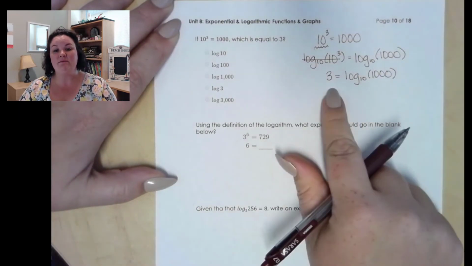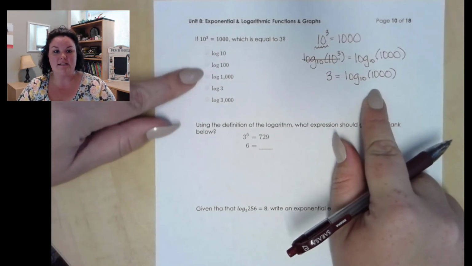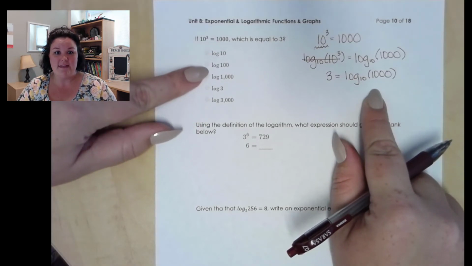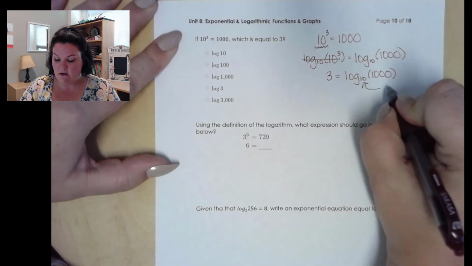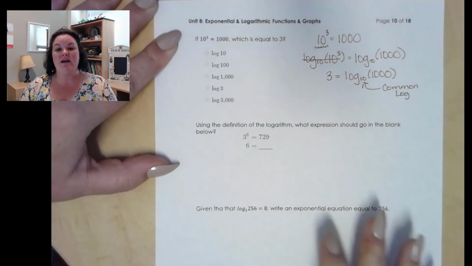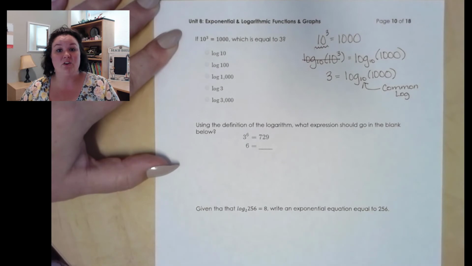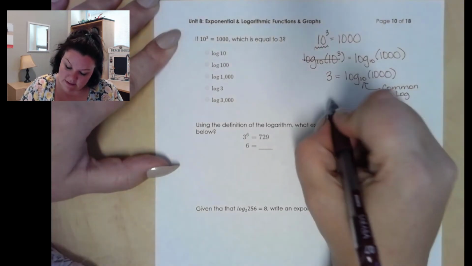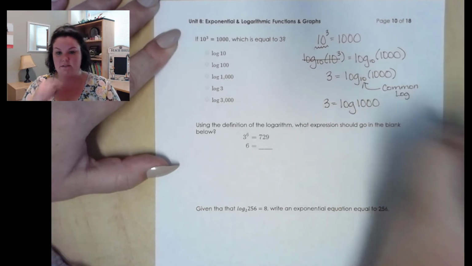Now, I would be fine with this on an exam, but notice none of these logs have a subscript. And that's because anytime our subscript is a 10, remember that's our common log. And anytime we have log base 10, we don't need to write the 10, we just write it as regular log. Okay, so this means that 3 is equal to log of 1,000.